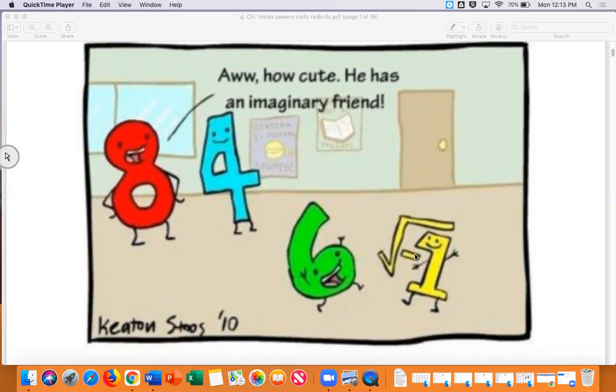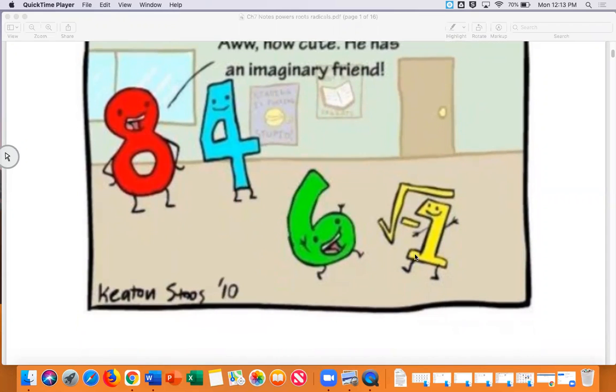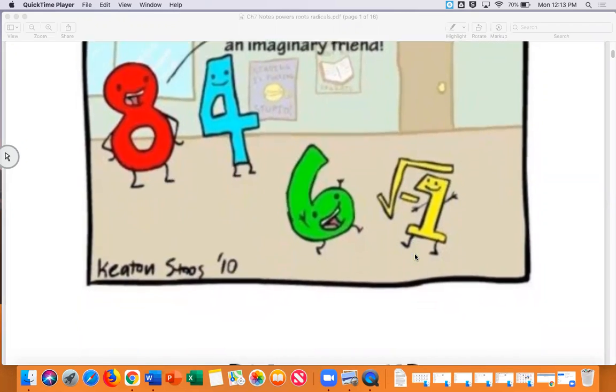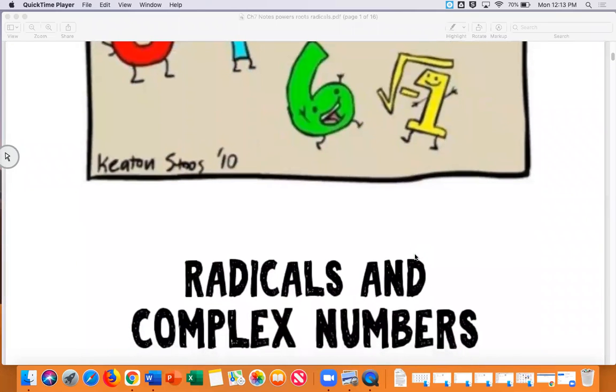All right, so we're going to be talking about imaginary numbers. This is all about chapter 7. Imaginary numbers. I like it. It's fun stuff. Okay. So here's where it comes from.